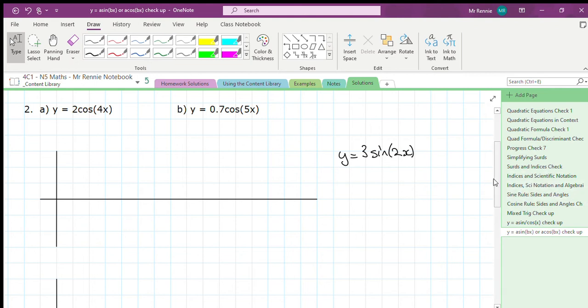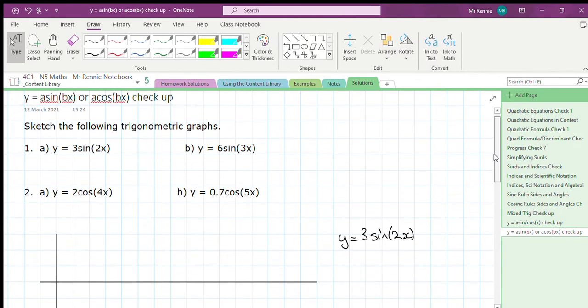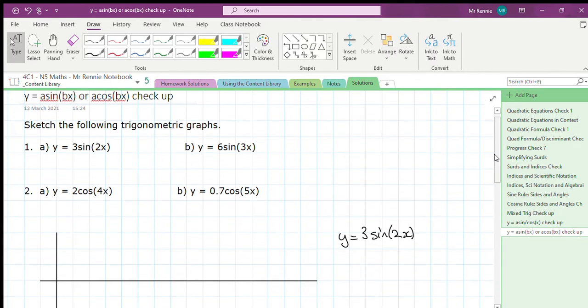Hi there, in today's video we're going to be going over the solutions for the checkup where you were practicing when there is a number in front of the sin or cos and also when there is a number attached to the x. So a quick recap, the number in front of the sin or cos tells us the heights that both functions will be. So for example in the first one we've got 3 before the sin 2x, therefore our heights are going to be 3 and negative 3.